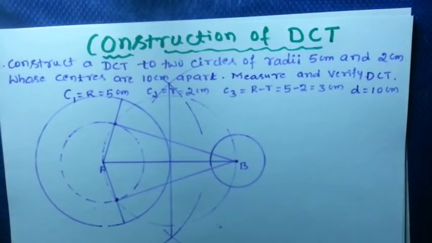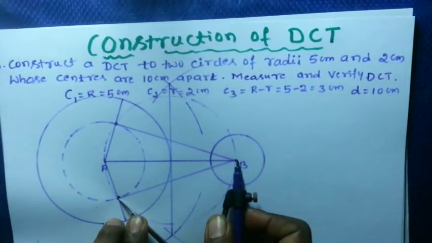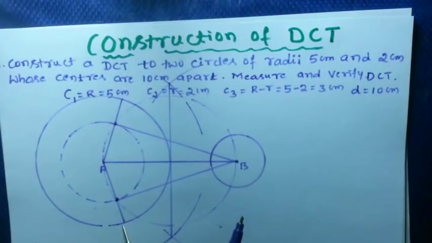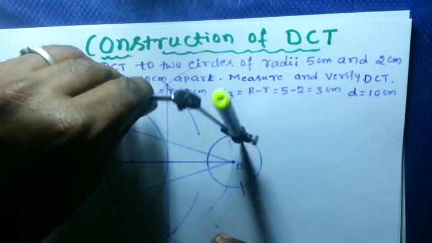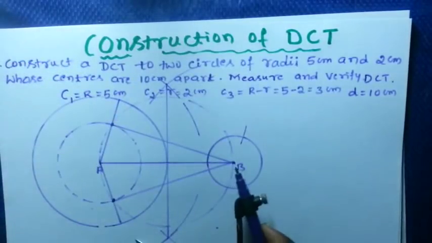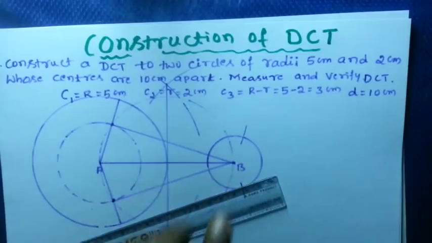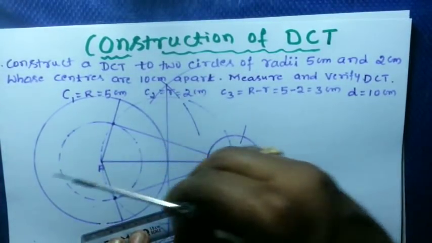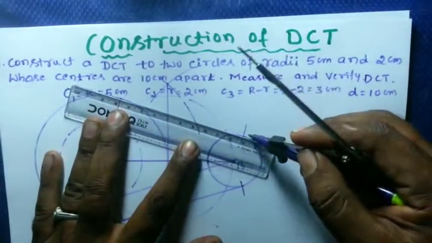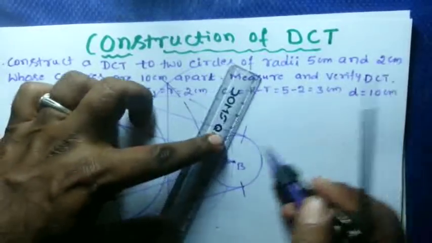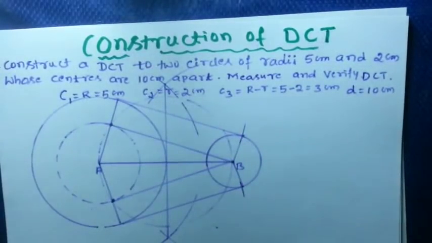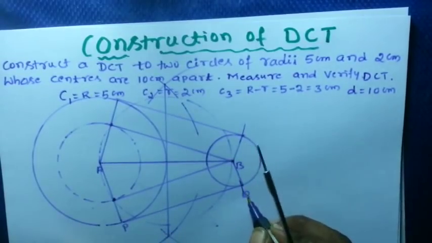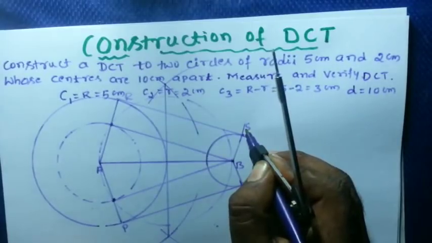Then take a measurement of this tangent and, where the original circle touches this line, cut the other circle here, put here and cut this one. Because the length of this tangent is always equal to the direct common tangent. Join these two, and also join these two. Name the direct common tangents P, Q, R, S.